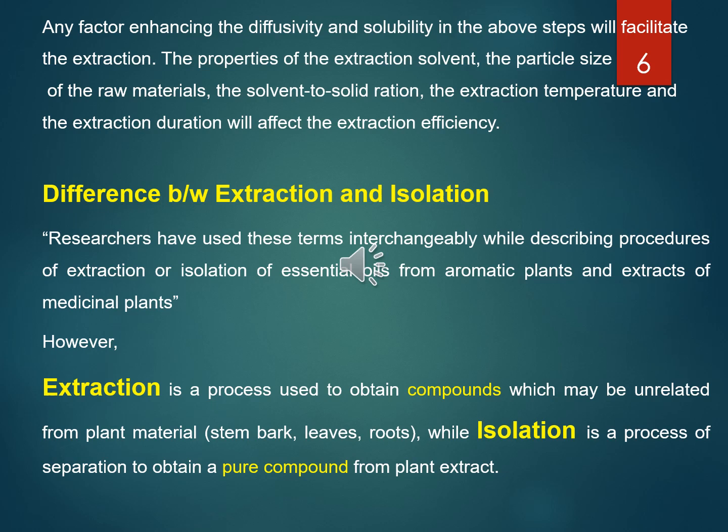Researchers have used these terms interchangeably while describing procedures of extraction or isolation of essential oils from aromatic plants and extracts of the medicinal plants. However, extraction is a process used to obtain compounds. Compounds mean a large number of compounds, a bunch of compounds, which may be unrelated, from plant materials, stem, bark, leaves, and roots, while isolation is a process of separation to obtain a pure single compound from the plant extract.